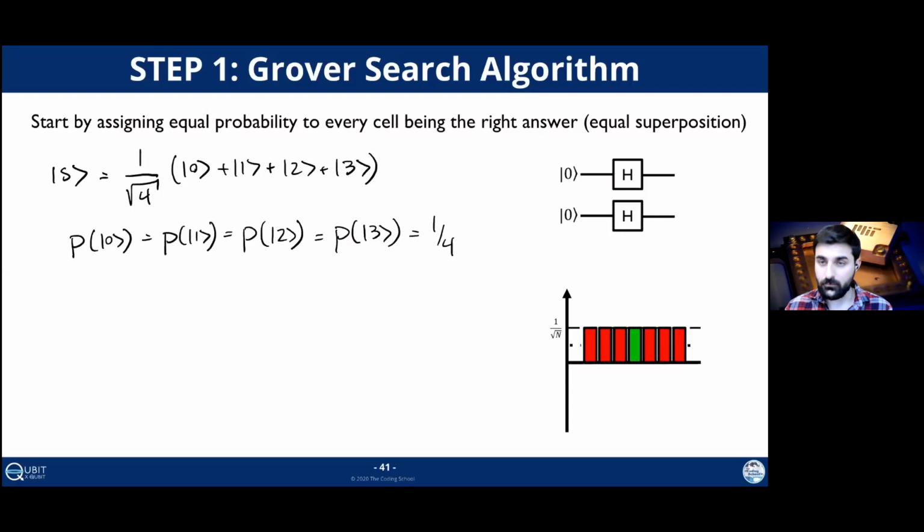Now, if we look at the circuit, we get the same thing because we end up with a superposition of 0 plus 1 divided by square root of 2 after we apply the Hadamard to the 0 state on each of the qubits.